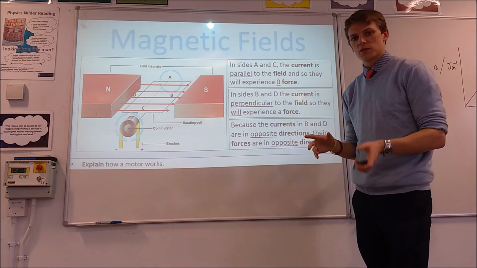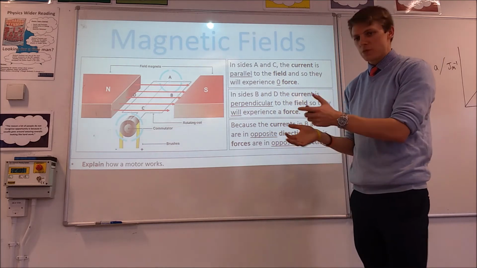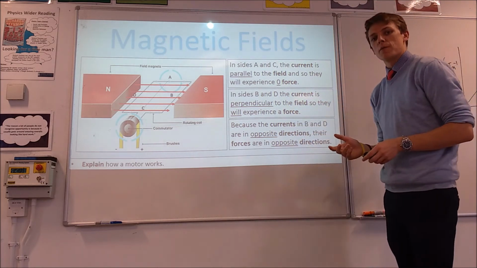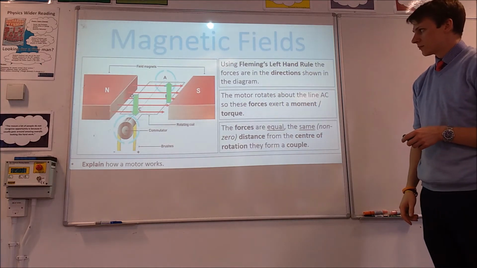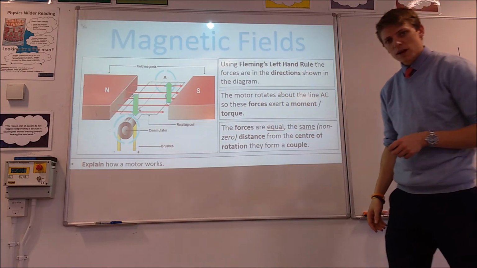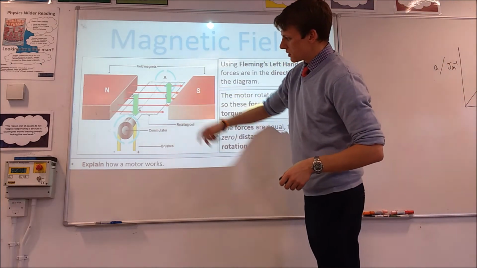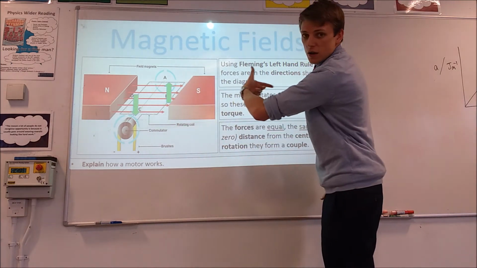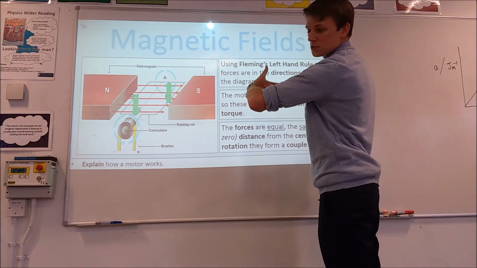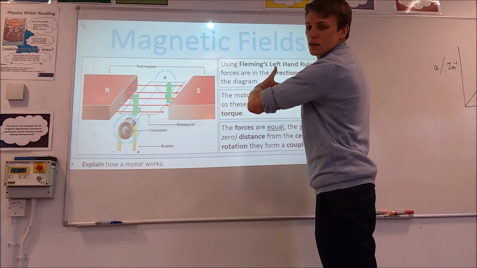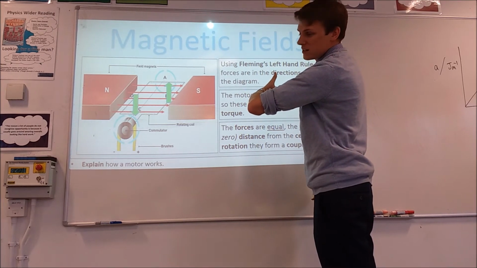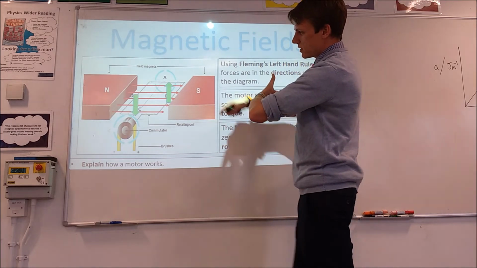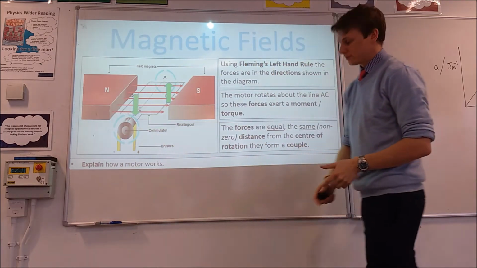Now let's look in terms of moments or torque, because we're dealing with rotation here, so we need to think about moments. So, let's first figure out what direction the force is in. So in B, the current is coming down this way, but the field is going across the page. So the force is going to be up. So we said earlier that D is going to be the same force in the opposite direction, so we know the force on D is down.